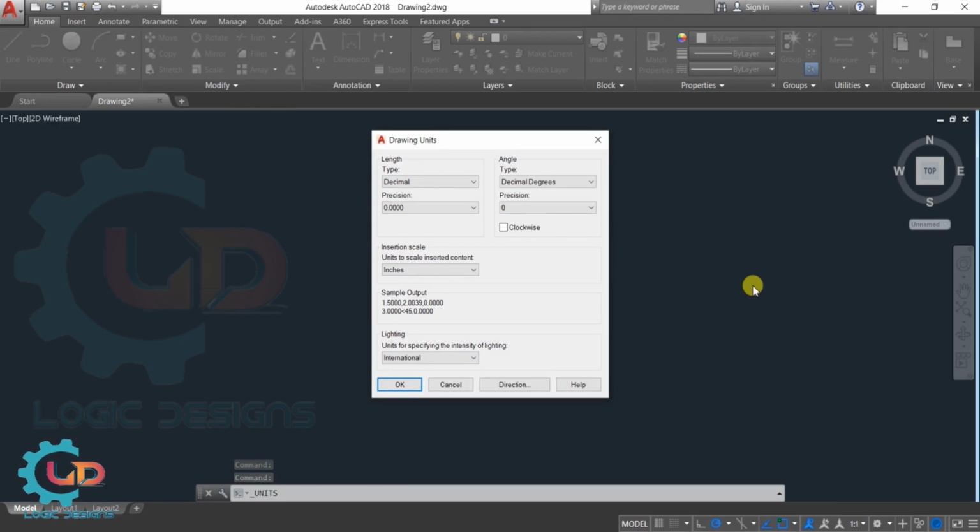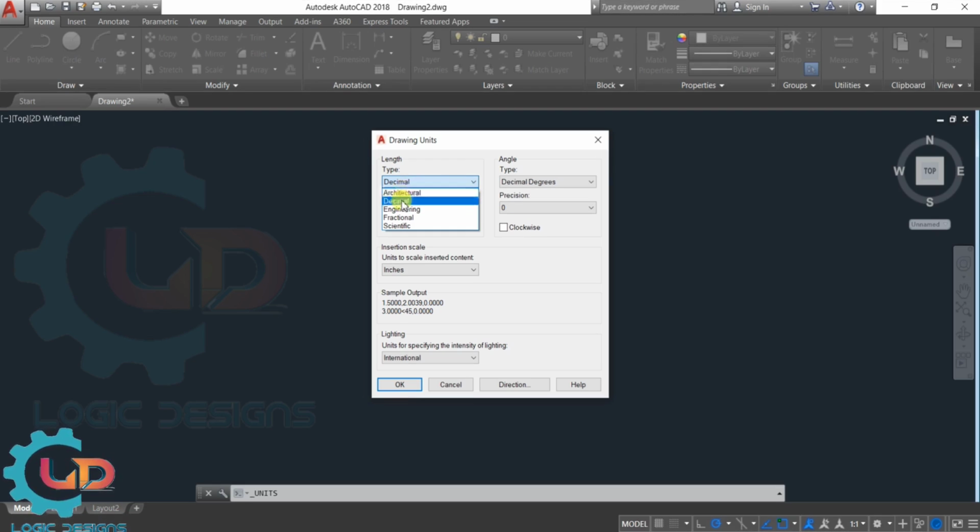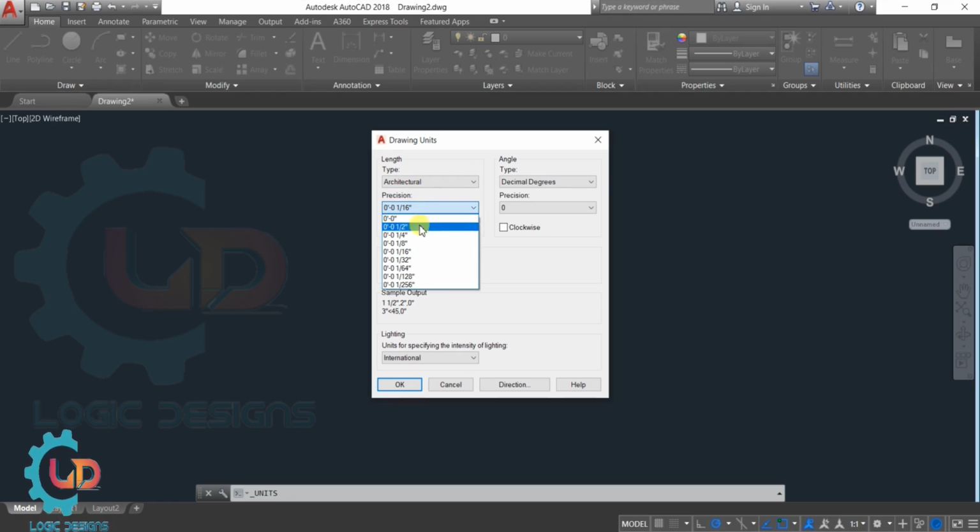Now one by one we will see the drawing unit types. First we will see length units. There are 5 types of length units. First is architectural, second decimal, third engineering, fourth fractional, and fifth scientific units.